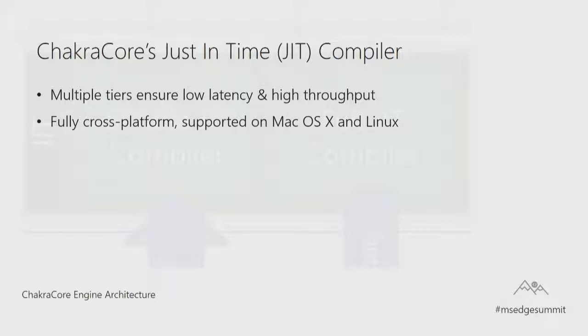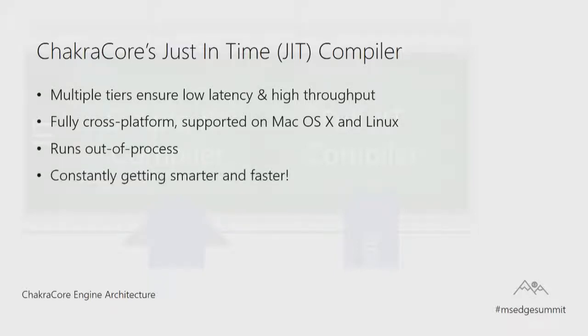Much like everything else in ChakraCore, the JIT is fully cross-platform. So you can run it on Mac OS and Linux. It only supports the x64 architecture, so keep that in mind. But this is something that we've been working on really hard over the last year, bringing this JIT to a bunch of different platforms. As I mentioned, it runs out of process, and it's constantly getting smarter and faster.